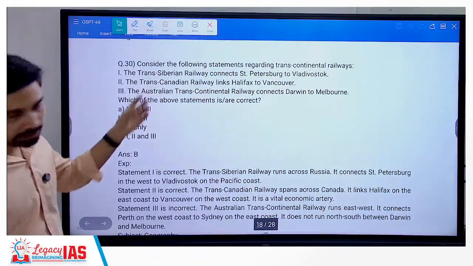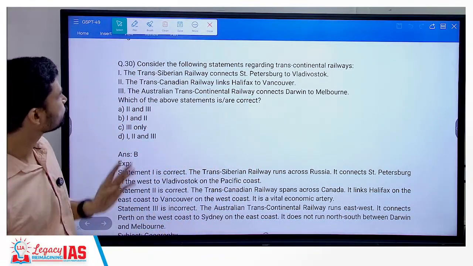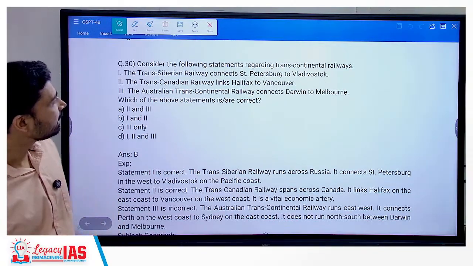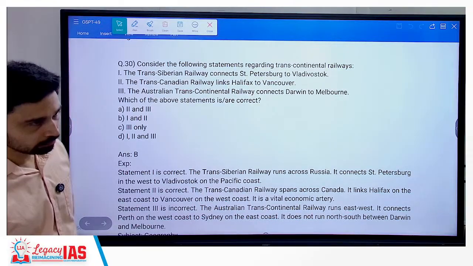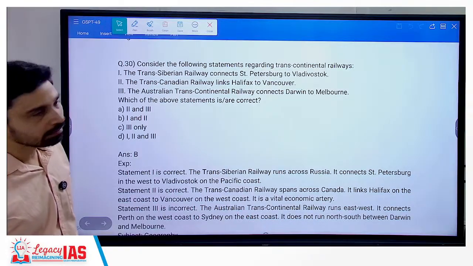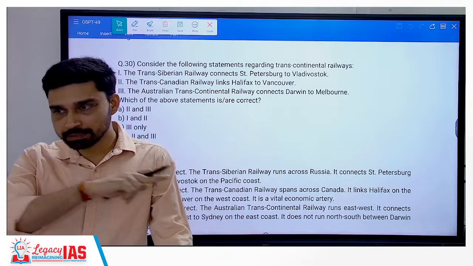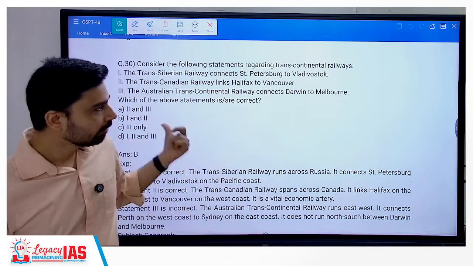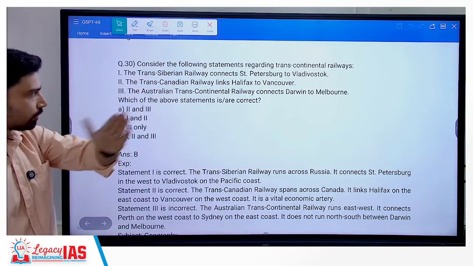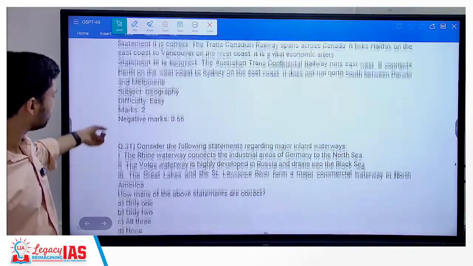Then again, based on what I told you yesterday to go through, what do you have to study? Major railway lines. So Trans-Siberian connects what? St. Petersburg to Vladivostok, correct. Trans-Canadian links Halifax to Vancouver. That is also correct. Australian transcontinental connects Darwin to Melbourne. That is not correct. Darwin and Melbourne is north-south. It is connecting Perth to Sydney, basically from west to east. All of these lines are from west to east only. So what is the correct option? B. Only first and second are correct statements.